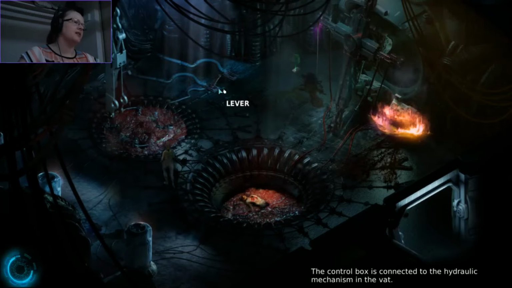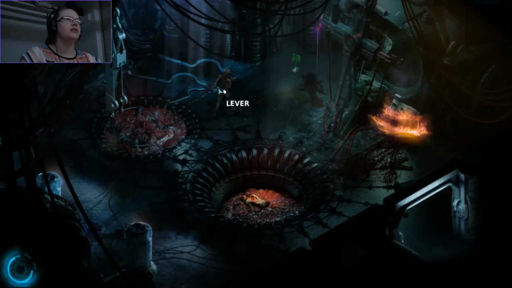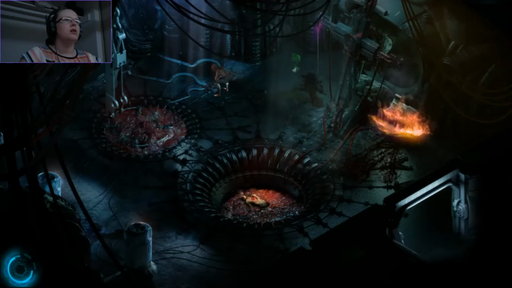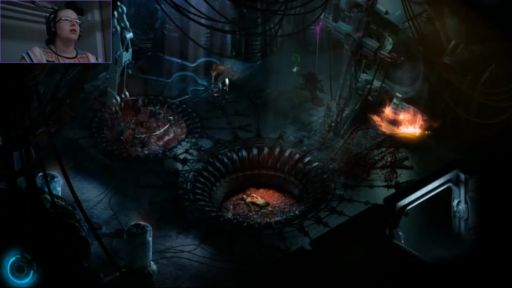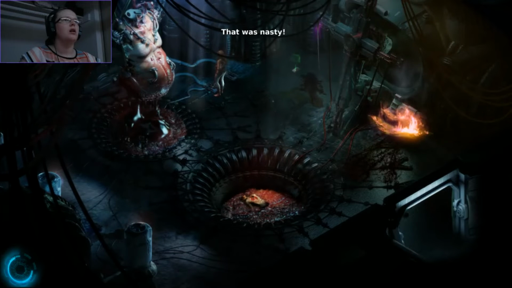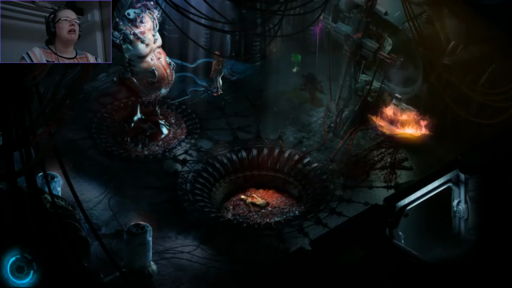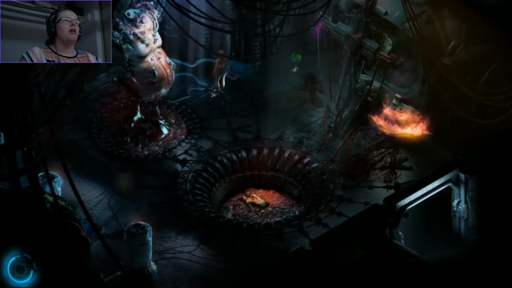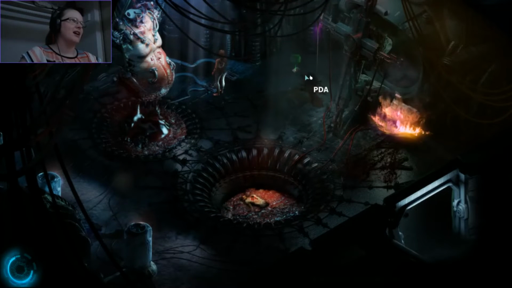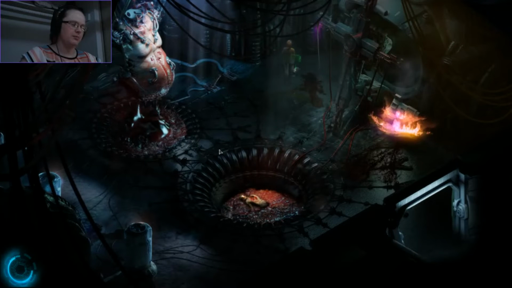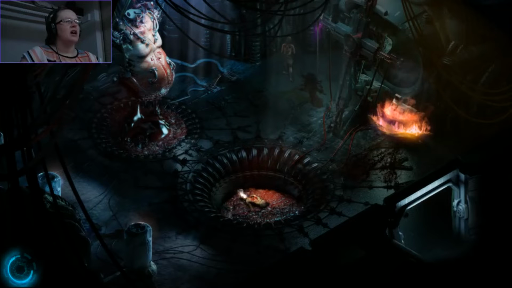Control box is connected to the hydraulic mechanism in the vat. That was nasty. Oh, that's gross. I'm gonna come over here and read this and try to prepare myself for that. Okay.